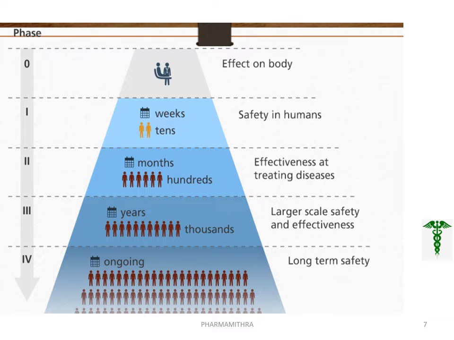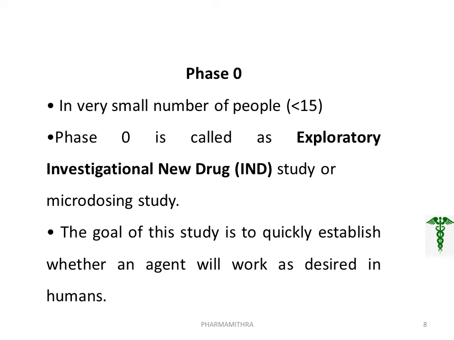In phase 1, we are finding the safety in humans. In phase 2, we are checking the effectiveness at treating diseases. In phase 3, we are checking large scale safety and effectiveness. And in phase 4, we are checking the long term safety.